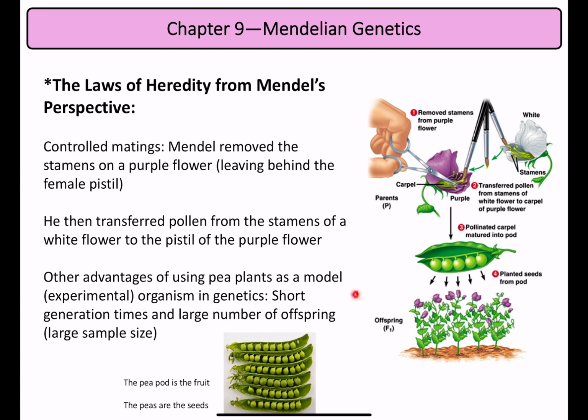So pea plants are a good organism to use, just like flies and mice, and certain plants like corn, Arabidopsis, and tobacco. Why? Because they're really great for genetics because they have really short generation times. So you don't have to wait like 50 years to go from parent to offspring. You can do so in a few weeks. And they produce a lot of seeds. So if you're looking for a large sample size, that's great.